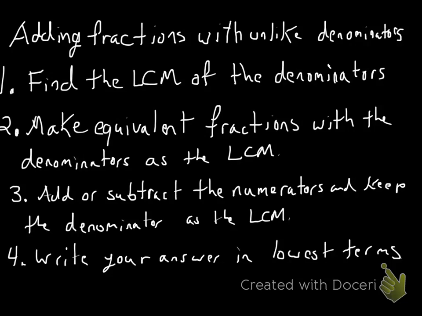The second thing you're going to do is make equivalent fractions, with each fraction having the denominator as the least common multiple. After that, you're going to add or subtract the numerators and keep the denominator as the least common multiple. And then the last thing you're going to do is write your answer in lowest terms. So that means you're going to reduce if you can.